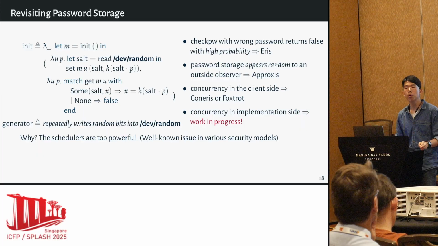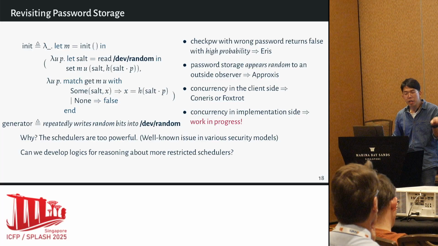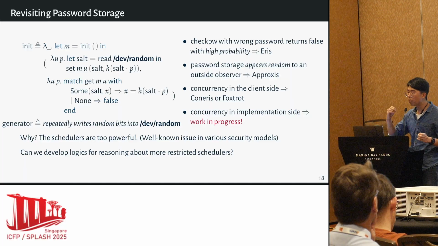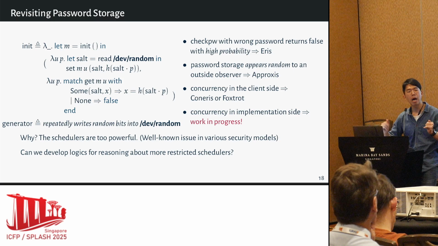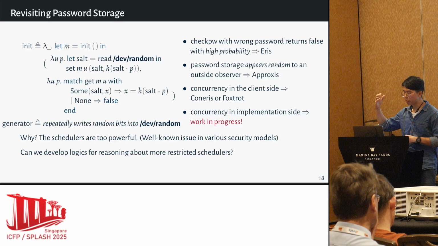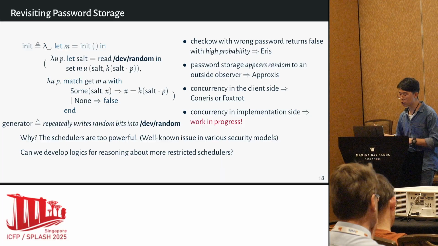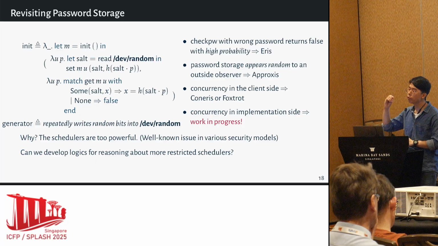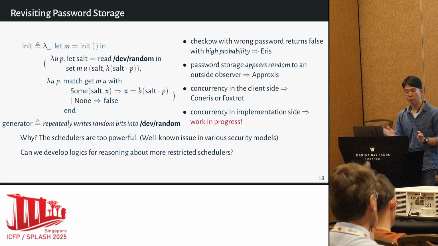For example, an adversary might not be able to see your secret keys. And hence, if we want to prove some interesting security results, we need to be able to reason about schedulers with restricted power. One future work in progress is that I want to develop logics inspired by Conciliator or Foxtrot, where we internalize the idea of restricted schedulers and prove more interesting error bounds when we're quantifying over more realistic schedulers.